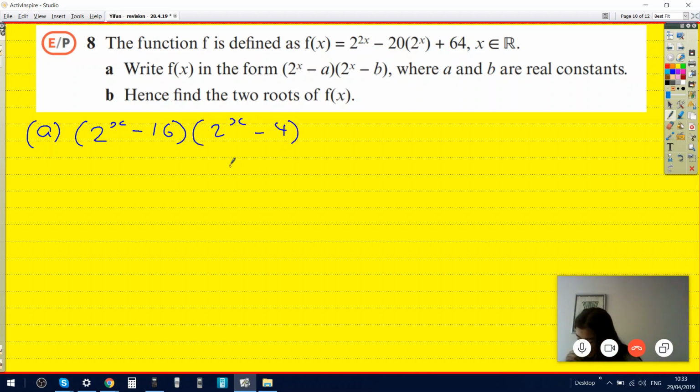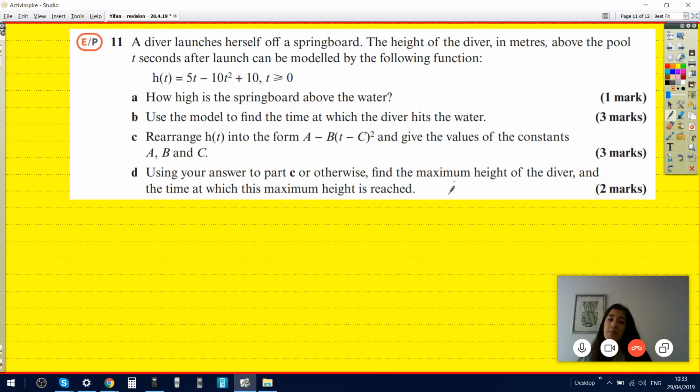So 2 to the power of x equals 16, so x equals 4. And 2 to the power of x equals 4, so x equals 2. That's it. Okay.